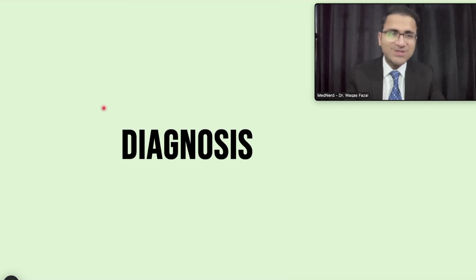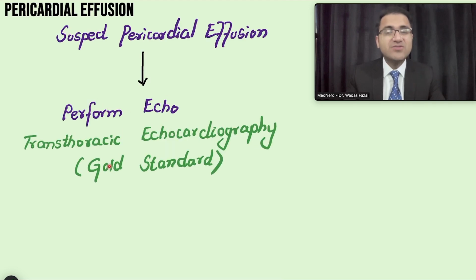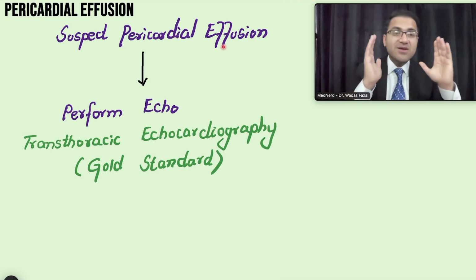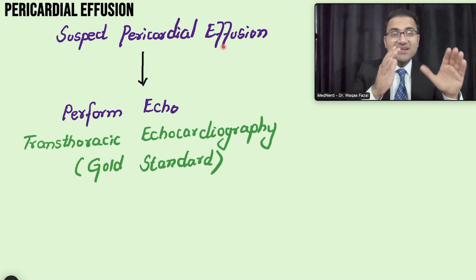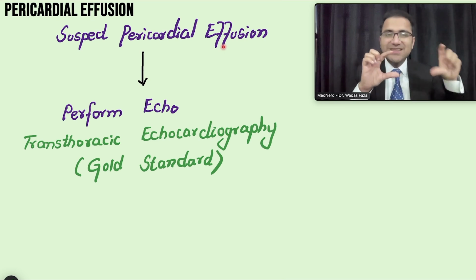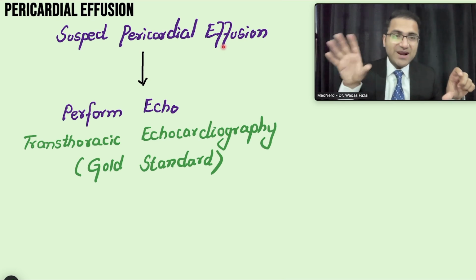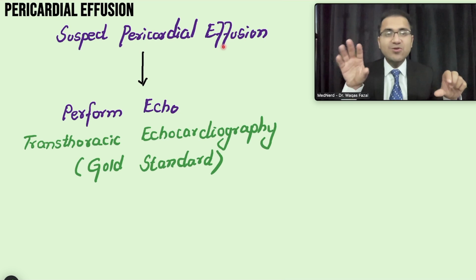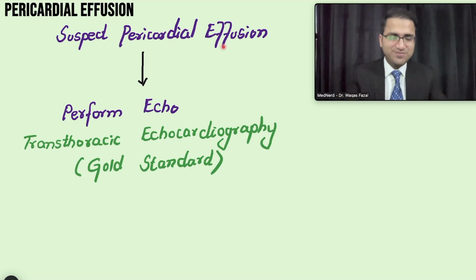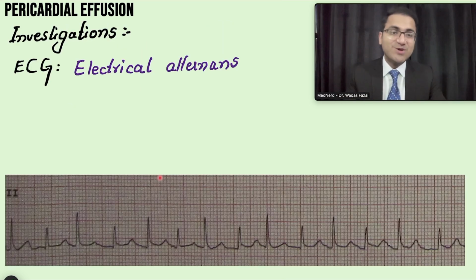Diagnosis of pericardial effusion is very simple. Echocardiography, transthoracic echo, is the gold standard test for the diagnosis of pericardial effusion. Unlike pericarditis, where we did an ECG to diagnose the pericarditis, in pericardial effusion we perform the echo to diagnose it. In the supporting investigations, when you perform an ECG, what you would see is that there will be electrical alternans. What is electrical alternans?